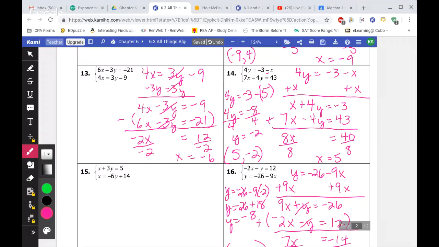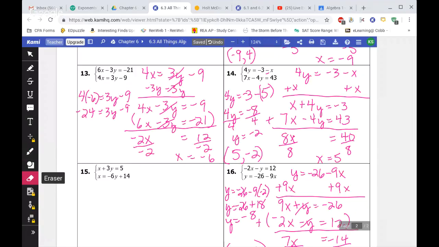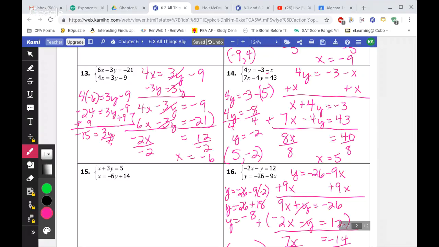And now we'll substitute that value, -6, back in for x. So 4 times -6 equals 3y minus 9. So -24 equals 3y minus 9. And add 9 to both sides. And that's going to give me -15 equals 3y. Divide both sides by 3. -5 equals y. So the solution to this system of equations is -6, -5. That would tell me where the two lines would intersect if I were graphing them.